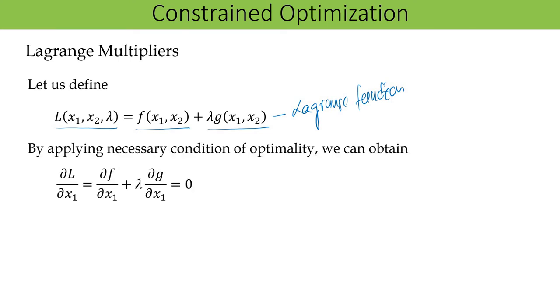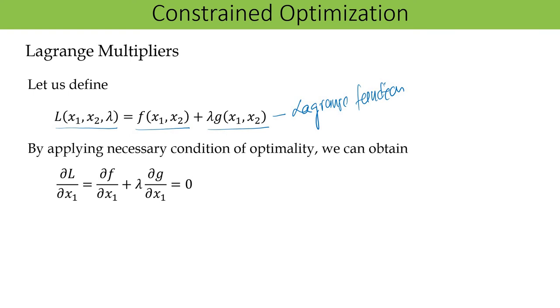And if I apply the necessary condition of optimality, in the initial classes we have discussed what the necessary condition is. The necessary condition is the derivative with respect to the variables. Now it's a three variable problem, x1, x2 and lambda. So the derivative with respect to x1, x2 and lambda should be equal to 0.